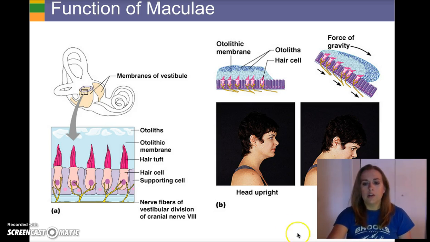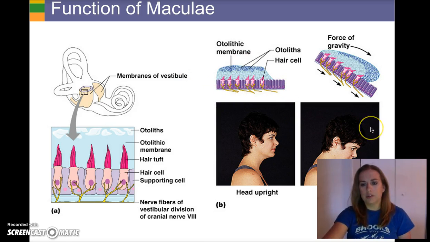So here you have a head upright, and this is sort of what the anatomy looks like at that point. Again, you have the macula with the hair cells. On top of that, you have the otolithic membrane, and then sitting on top of the otolithic membrane, you have these otoliths, or these tiny stones. When the head is upright, everything else is upright.